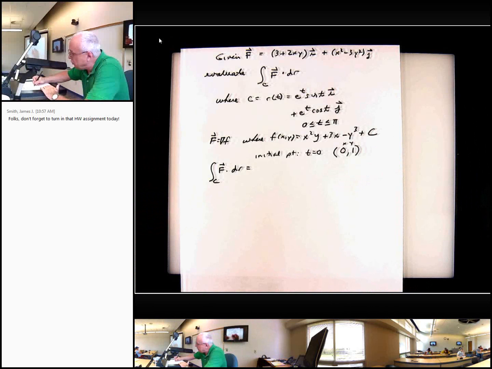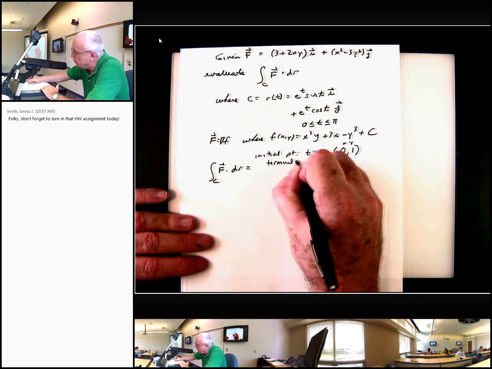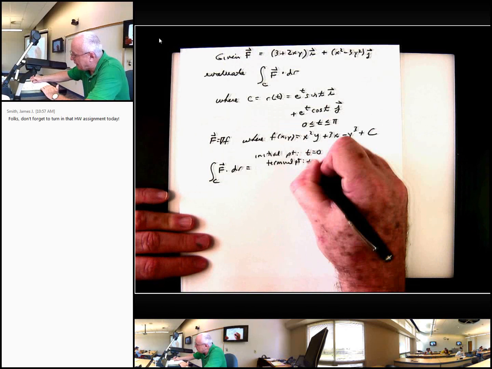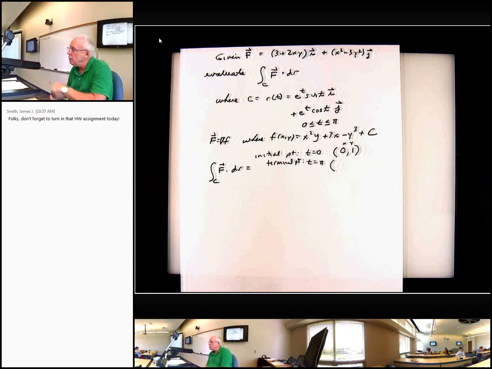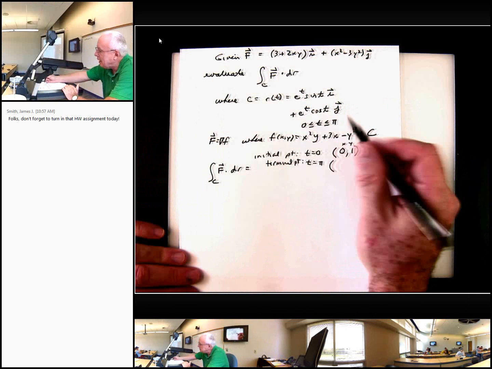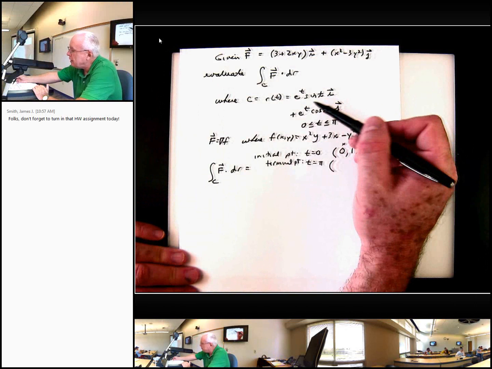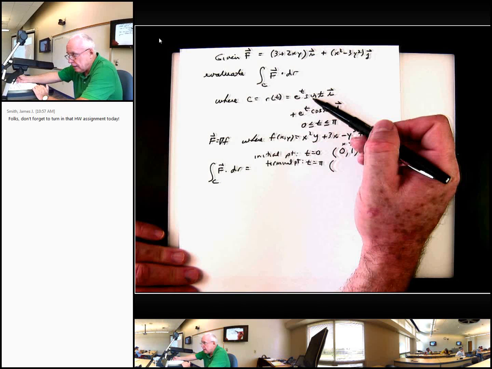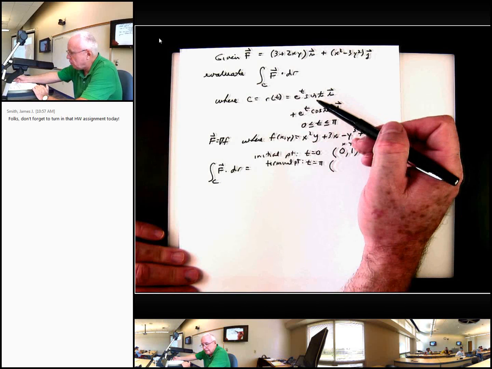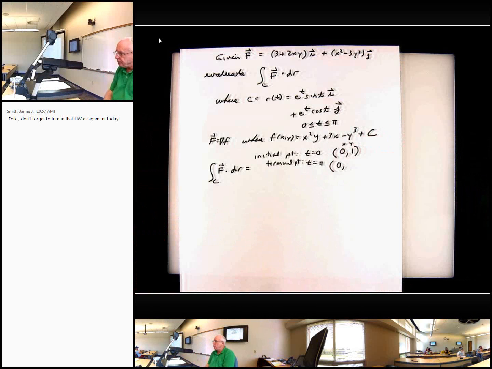And then my terminal point, that occurs when t is equal to pi. So let me plug these into the curve. So when t is equal to pi, I have e to the pi power, but I have the sine of pi, which is 0. So therefore, my first component is going to be 0 again.